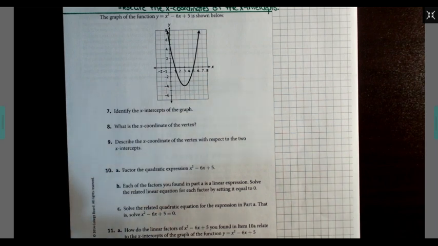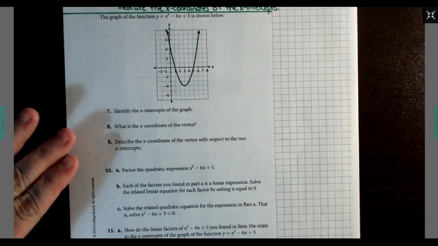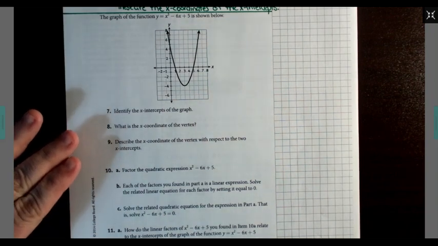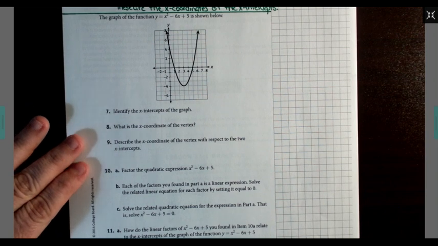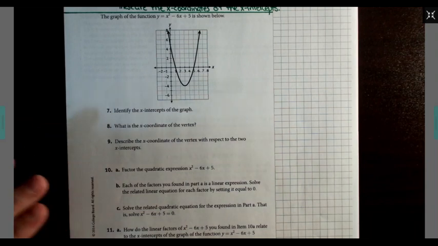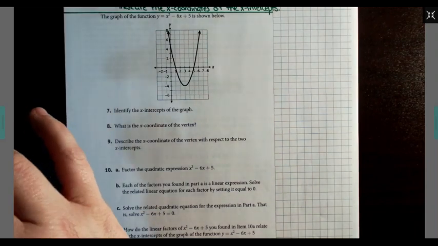Questions 7 through 11. Let's take a look at the next graph. The graph of the function y equals x squared minus 6x plus 5 is shown below. Identify the x-intercepts of the graph.